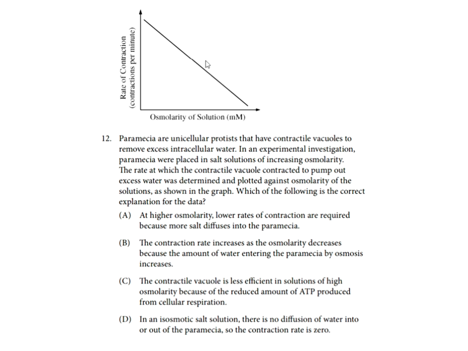All right, this is going to be looking at a graph and osmolarity of a solution. Paramecium are unicellular protists that have contractile vacuoles to remove excess intracellular water. In an experiment investigation, the paramecia was placed in salt solutions of increasing osmolarity. The rate at which the contractile vacuole contracted to pump out excess water was determined and plotted against osmolarity of the solutions as shown in the graph. Which of the following is the correct explanation of the data?